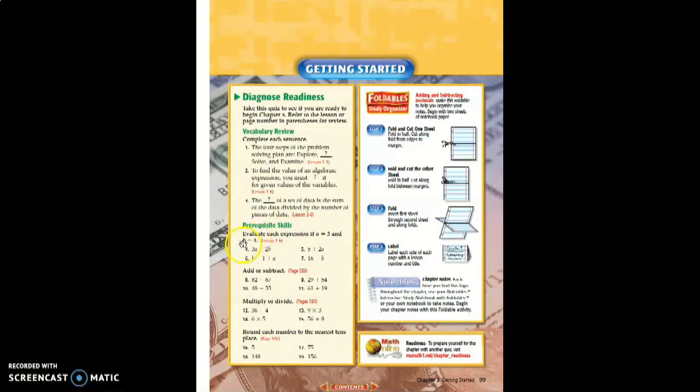Prerequisite skills. Evaluate each expression if a is 3 and b is 4. 3a minus 2b, 5 plus 2a, 6b minus 1 plus a, 16 minus b.